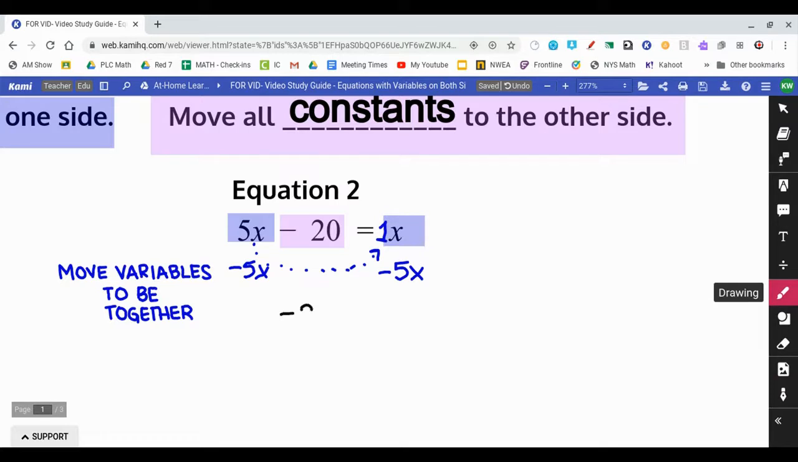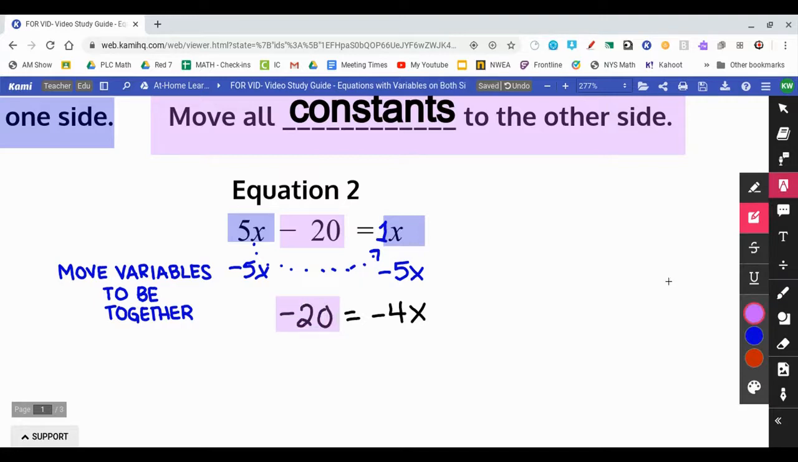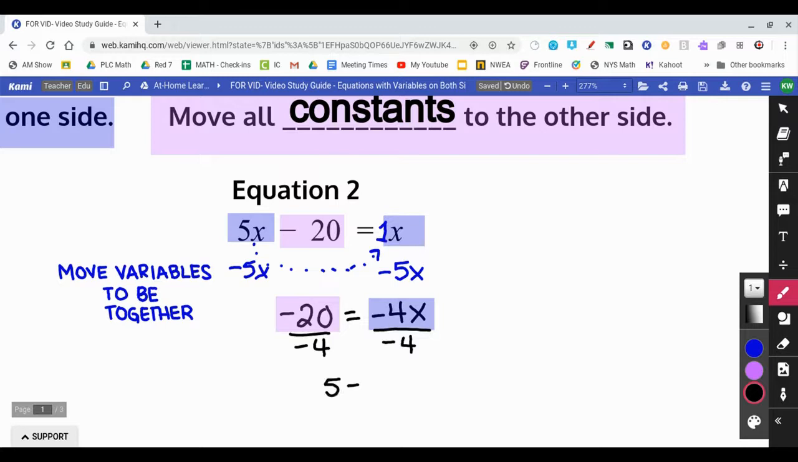Now I have the equation -20 equals -4x. I have separated my constants from my variables. All my constants are on the left, and all my terms with variables are on the right. So now I just have to divide by -4 on both sides, and I have my answer, x is 5.